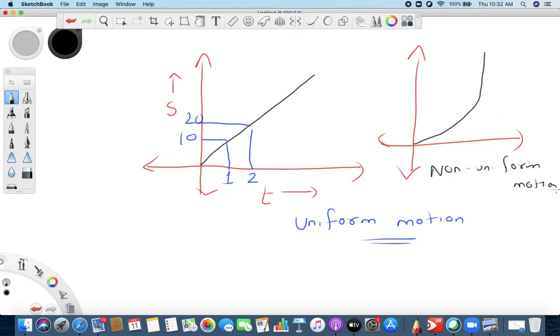So understand these small things. This is uniform motion, that was non-uniform motion. Perfect. I hope you are getting what I am trying to say. So uniform motion, and here it is a non-uniform motion. Now let's see ahead.